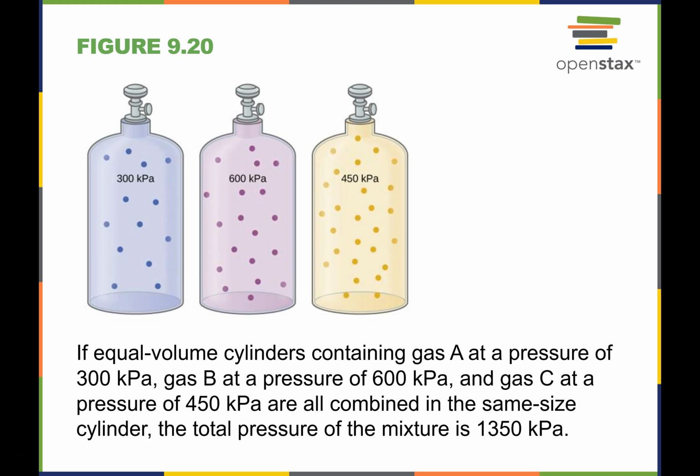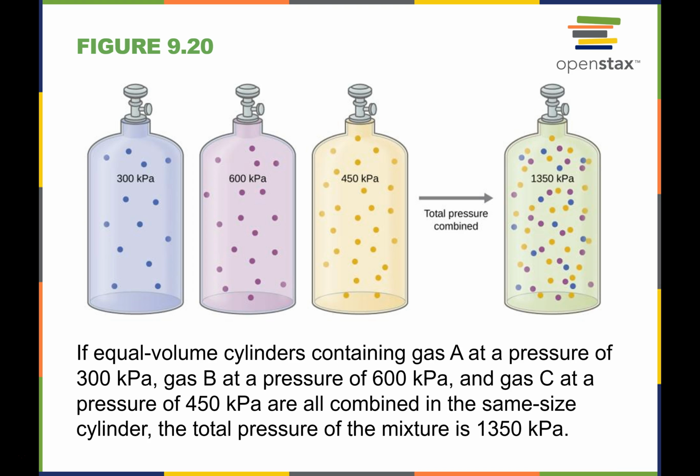One of the awesome things about gases versus solids, now liquids diffuse together too, but gases are great if you combine them together. They're going to mix well, and you can kind of see the blue, the purple, and the yellow all in here. If you were to add up the 300 plus 600 plus 450, you'd get 1350. Dalton came up with that. We can separate them out or add them together. So these would be the partial pressures, and this would be the total pressure.